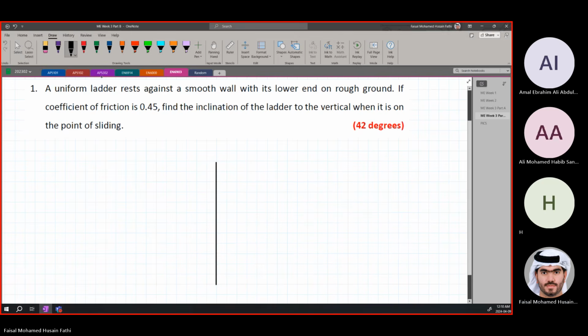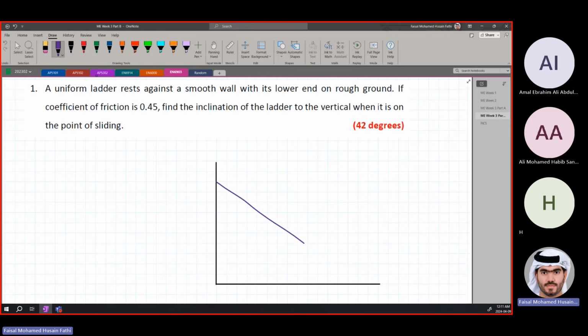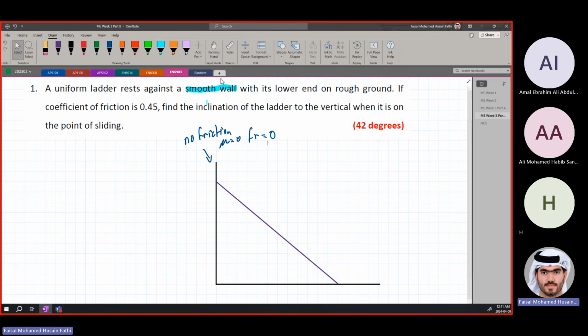We have two walls. Okay. And we have the ladder resting like this on it. Here, we know that the first thing they say is it rests against a smooth wall. So the wall is going to be smooth. What does this mean? It means here we have no friction. No friction, meaning mu is equal to 0, meaning FR is equal to 0. There's no friction force on this side of the wall because it is a smooth wall. With its lower end on a rough ground.